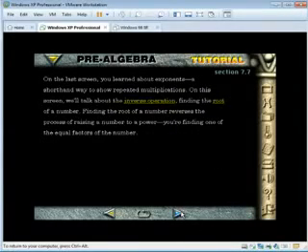Section. On the last screen, you learned about exponents, a shorthand way to show repeated multiplications. On this screen, we'll talk about the inverse operation, finding the root of a number. Finding the root of a number reverses the process of raising a number to a power. You're finding one of the equal factors of the number.